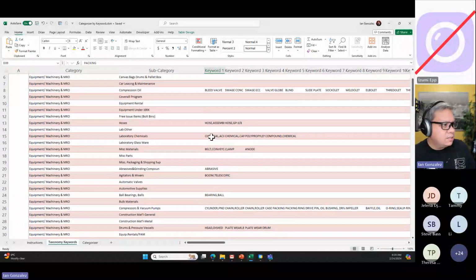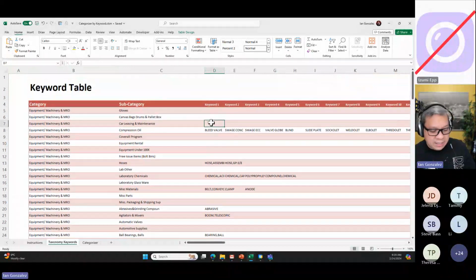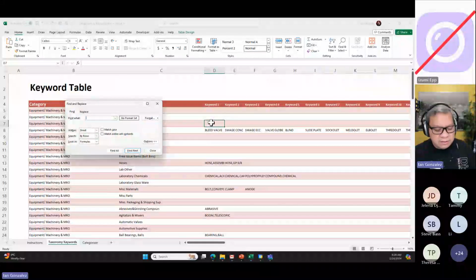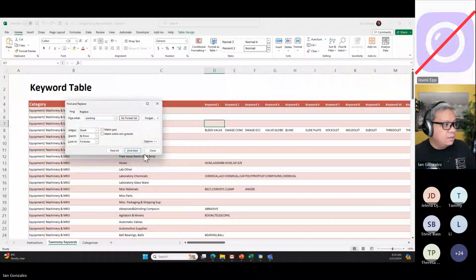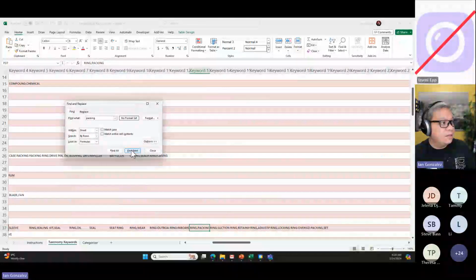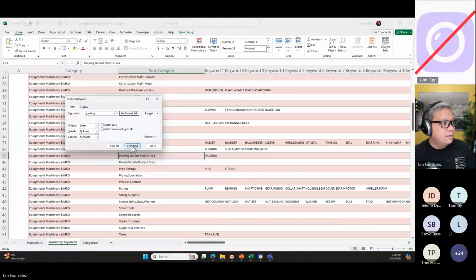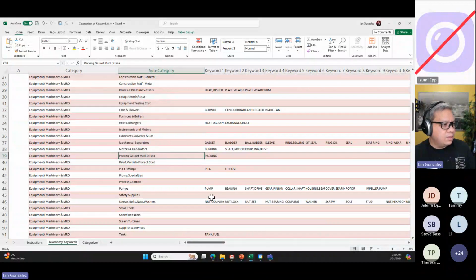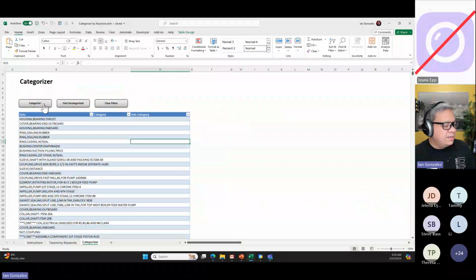Let me double check that packing didn't exist anywhere else. So it will find and replace packing. Oh no, that's case packing. That's something completely different. Packing ring set, ring packing, packing set, packing. Okay, this should work because we have packing over here. So categorizer and categorize.